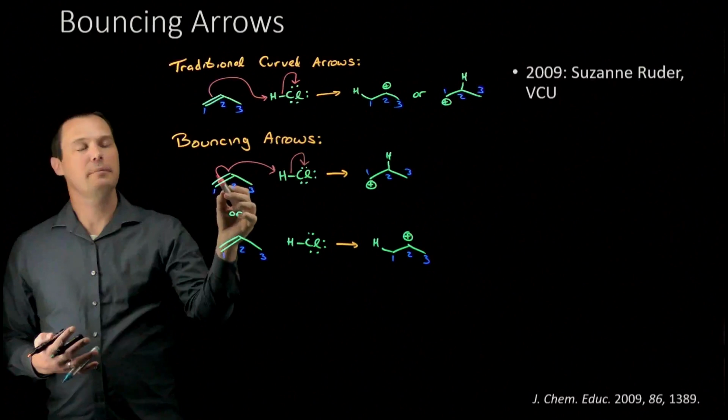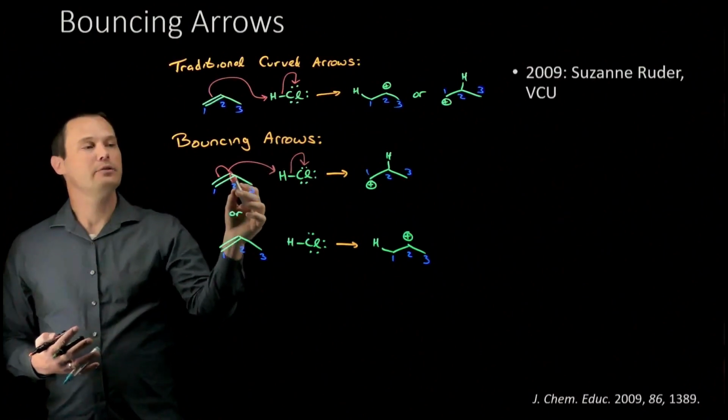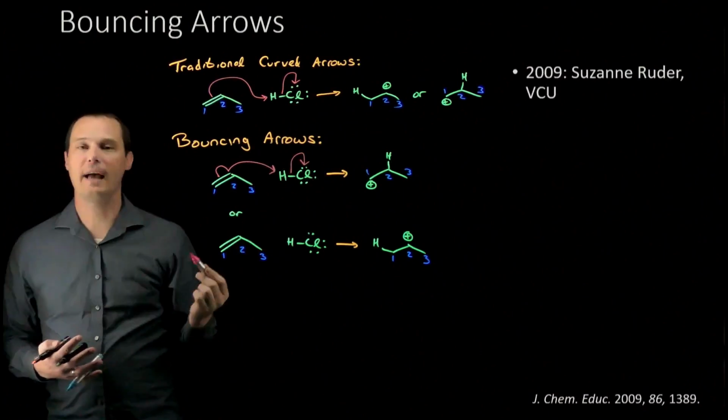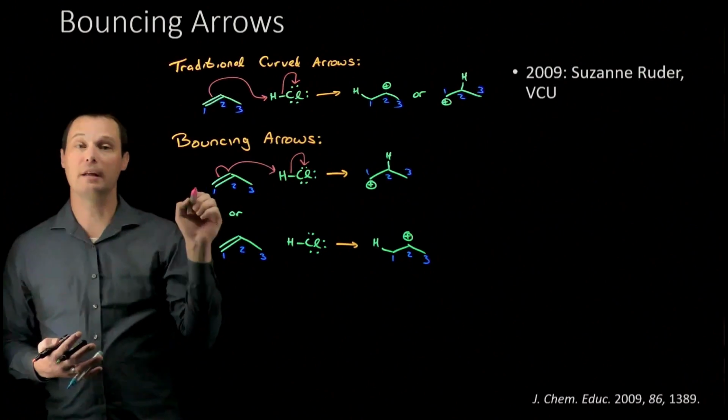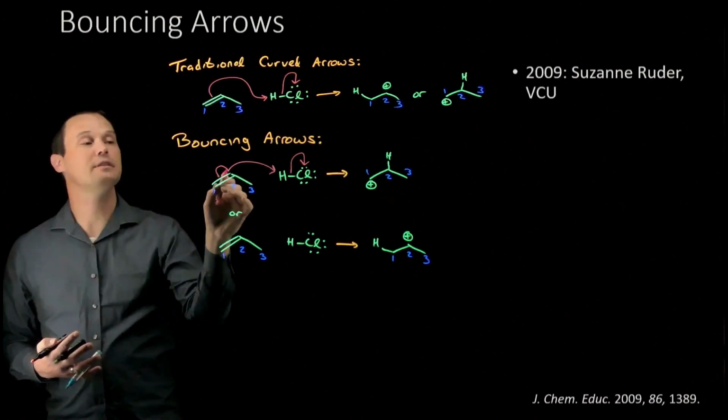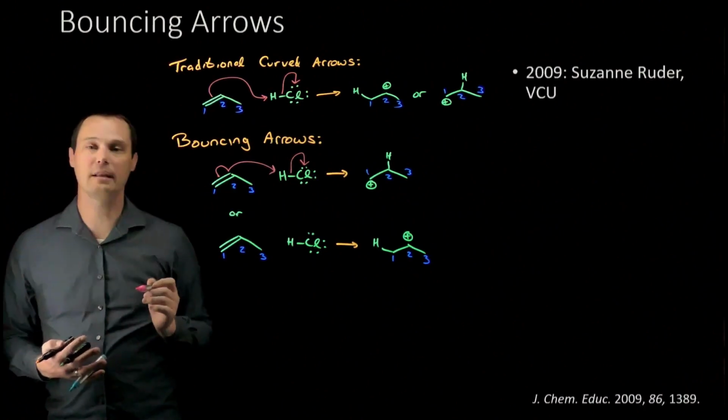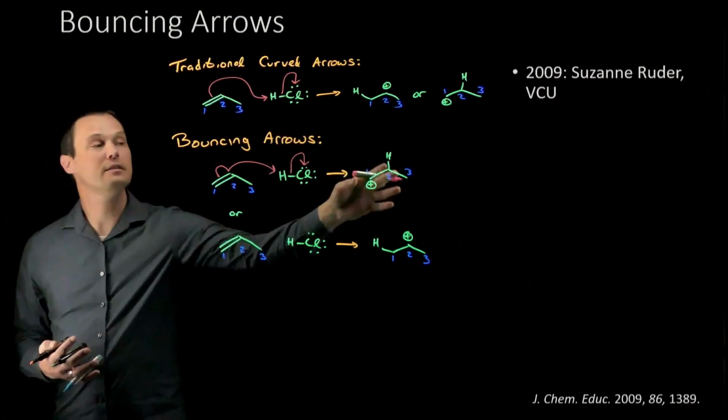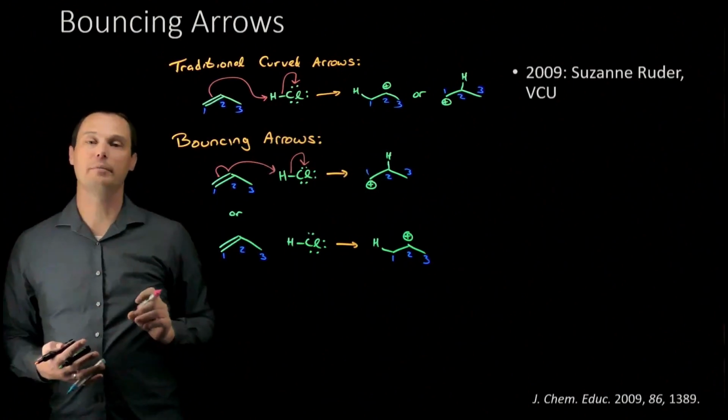The arrow started at the pi bond, because that's where the electrons are. They bounced through carbon 2 to attack the hydrogen. This arrow is unambiguous. This arrow shows us that carbon number 2 is the one attacking the hydrogen. This arrow shows us that this is the product that must be formed from these arrows.